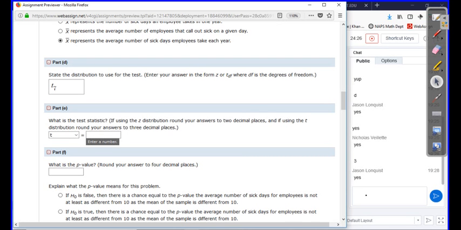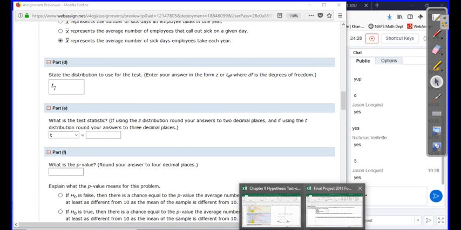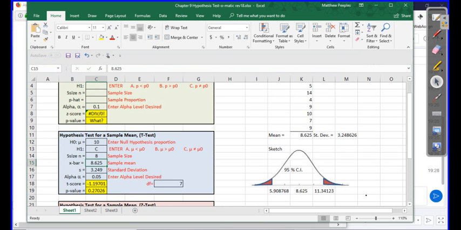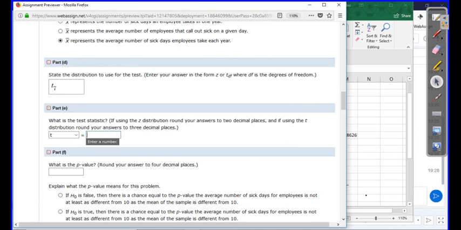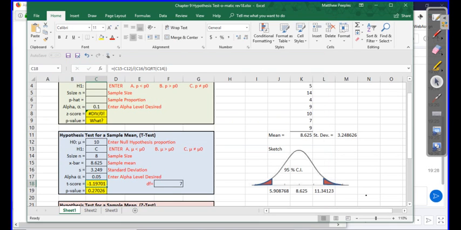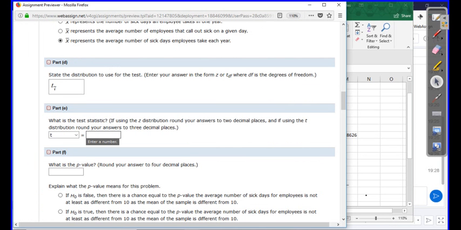So I'm going to go to my hypothesis Test-o-matic. My T value is right here, negative 1.197. Negative 1.197. So that's what I'm going to enter in here. It says to 2 decimal places, so that means negative 1.20 when I round up. Negative 1.20.